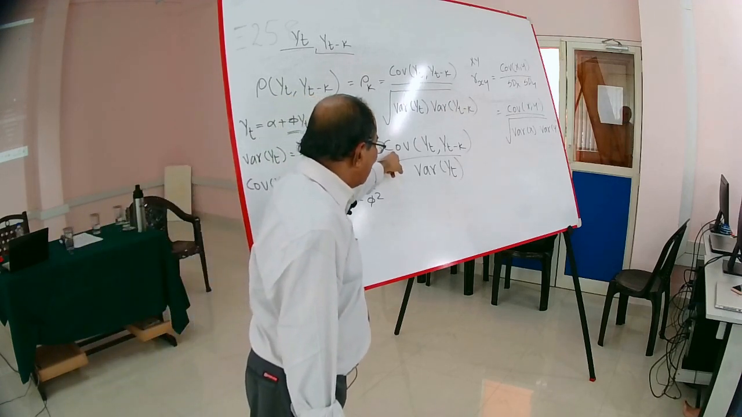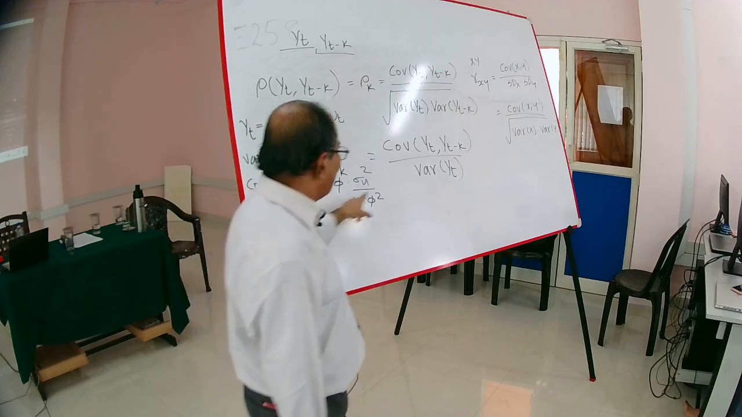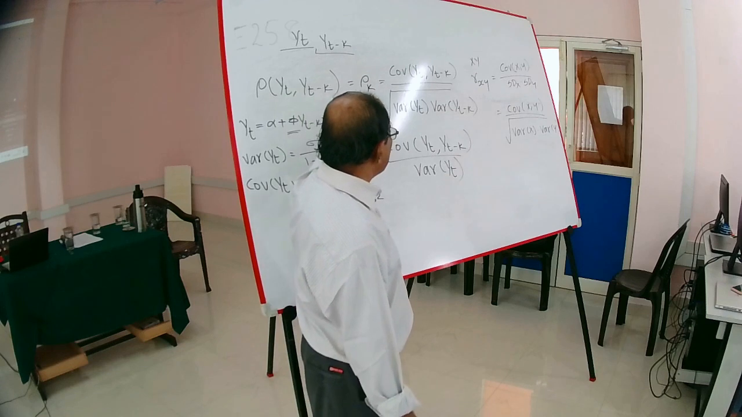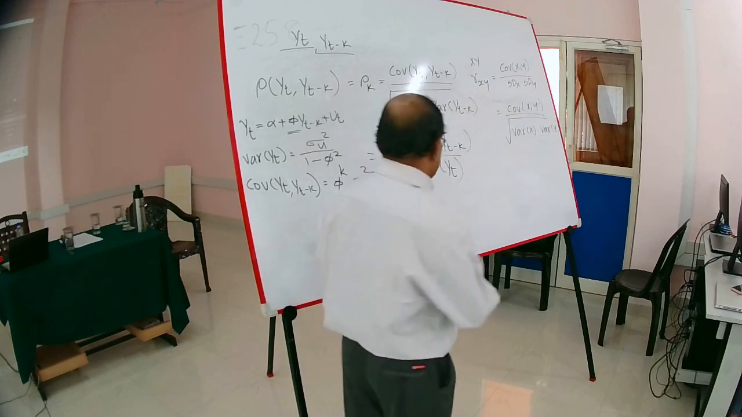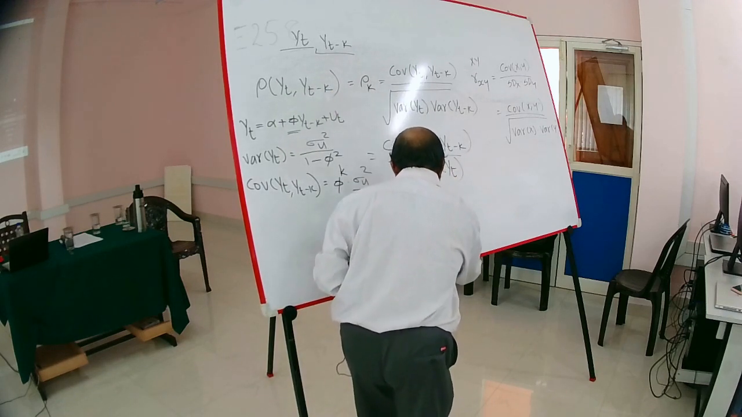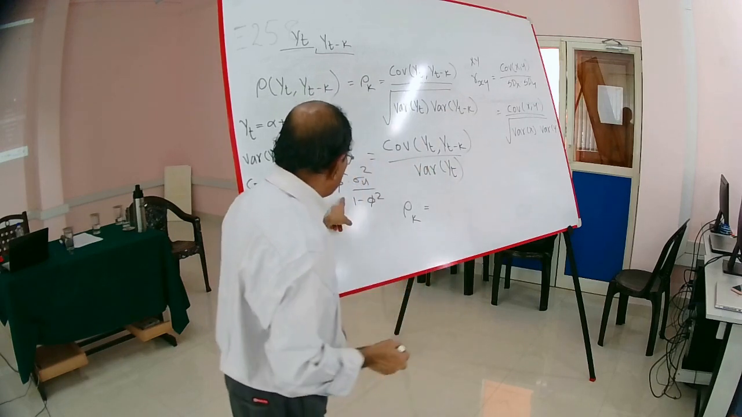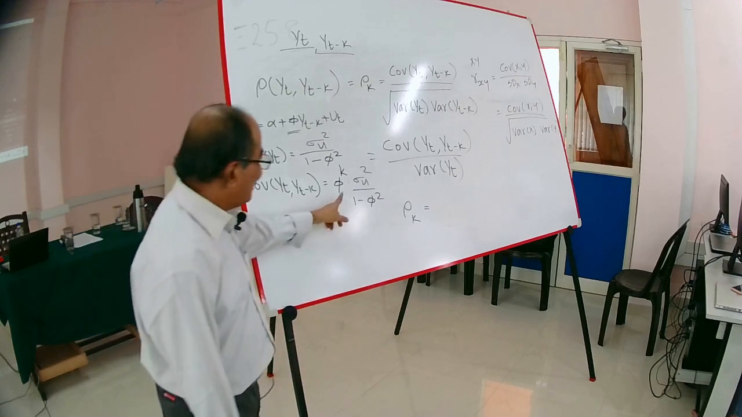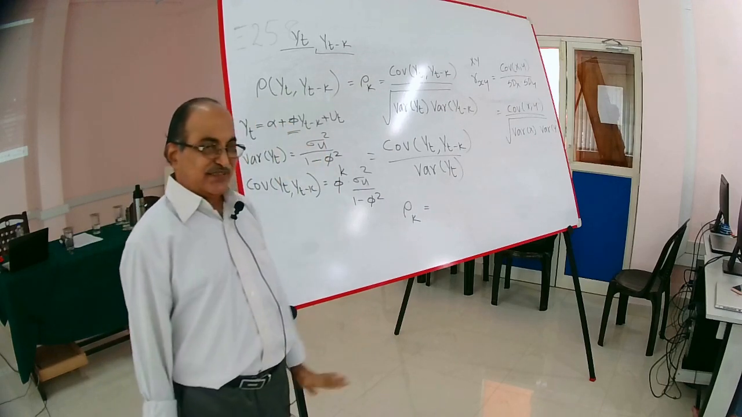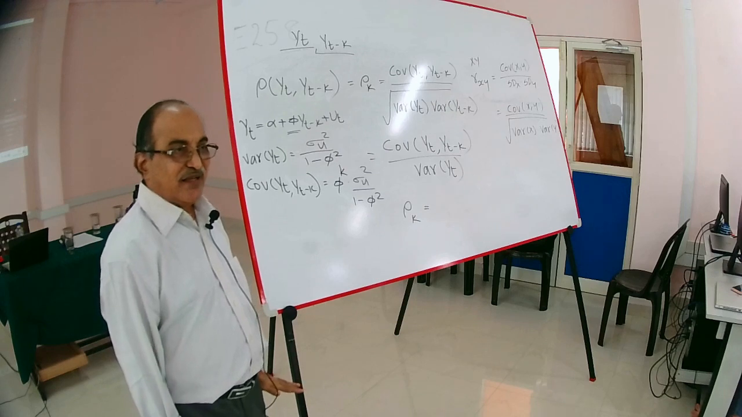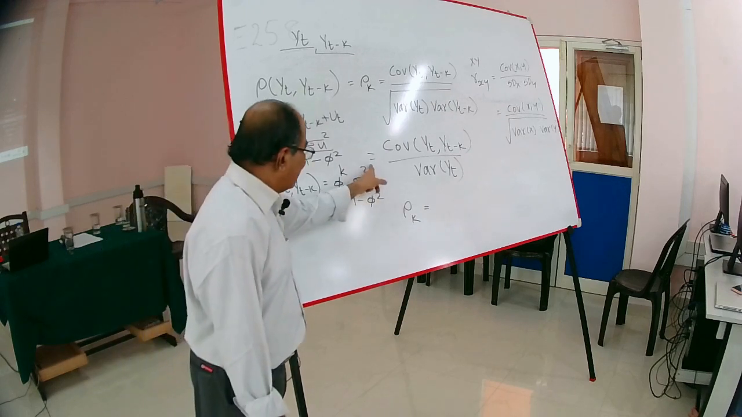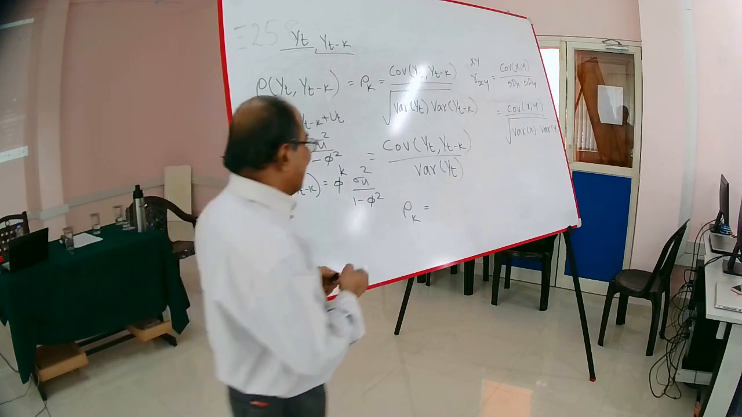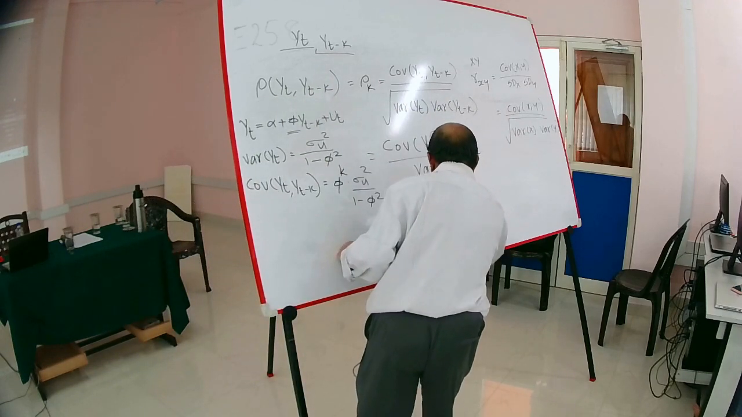Now, covariance of yt, yt minus k is given by this. Variance of yt is given by this. Then, what will be our correlation coefficient rho k? Rho k will be equal to this divided by this, right? So this divided by this, what we will get? This will cancel, this also will cancel, we get phi power k.